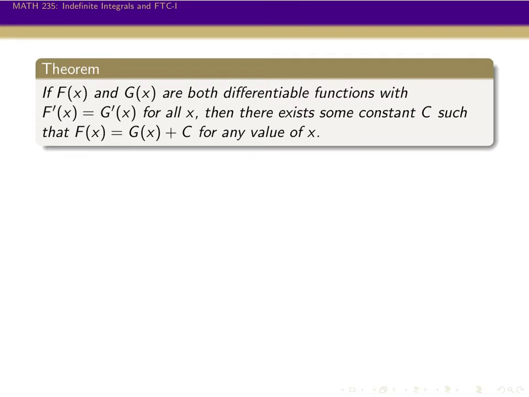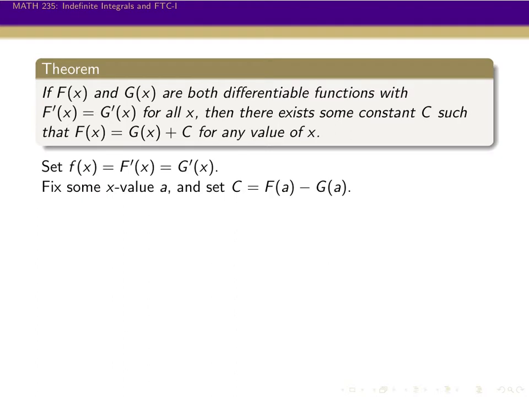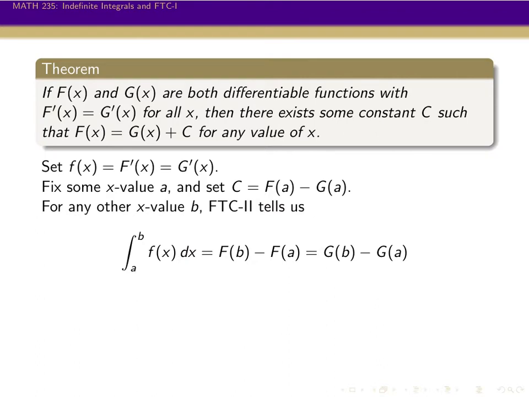So here's the theorem written out again. Why is this true? Let's start at the beginning. Let little f be the derivative of big F and big G. Then let's take any x value, call it a, and set c, which is going to end up being our constant, to be the difference of F and G at a. So c is equal to F of a minus G of a. Then for any other b, we can get values for F of b and G of b involved by taking the integral of little f of x from a to b.